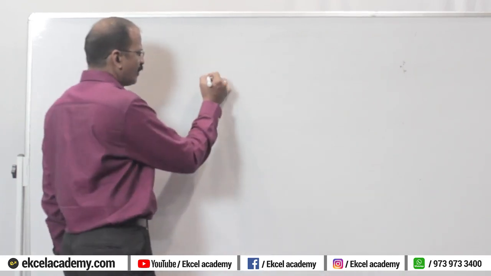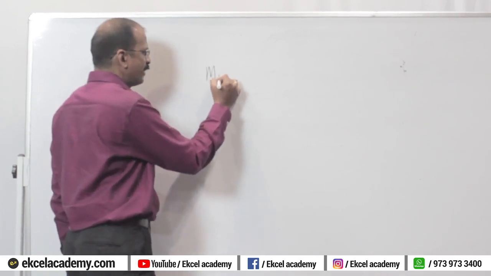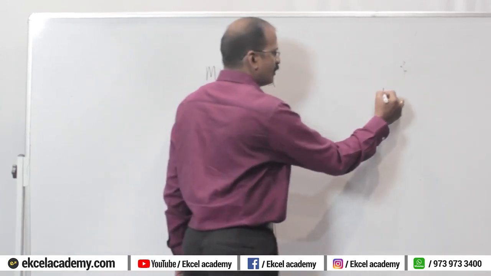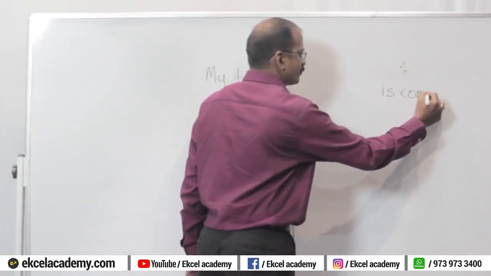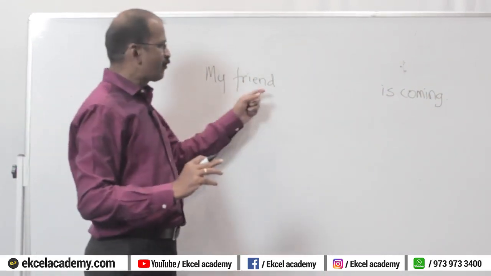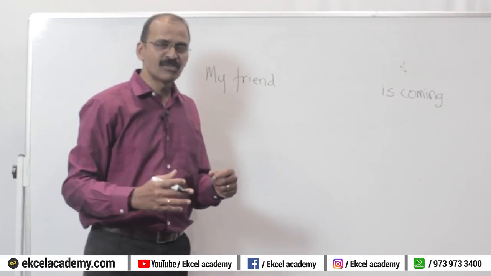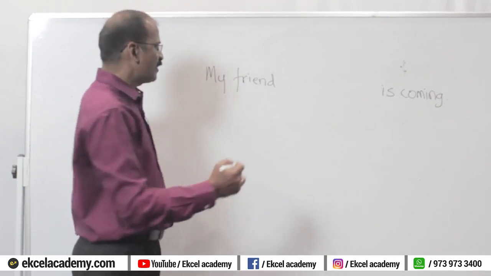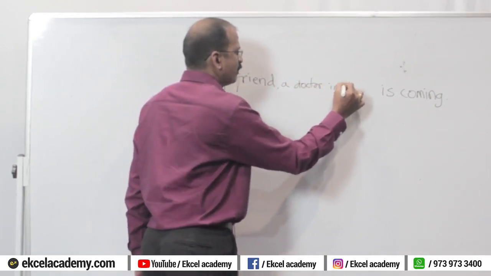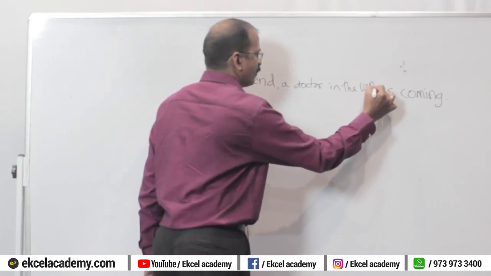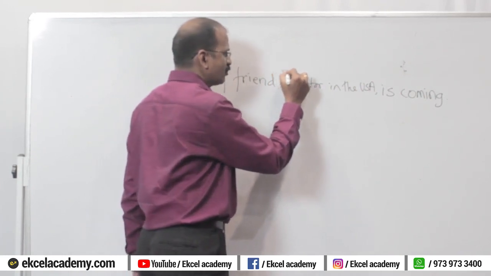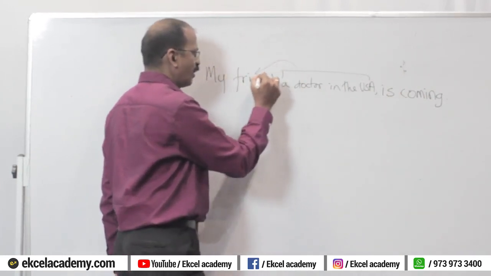For example, if I tell you my friend is coming, this sentence makes perfect sense. My friend is coming. But if somebody asks you, who is this friend? Then you have to describe. A doctor in the USA. So this group of words that acts as a clause together describes the noun, and the noun here is the friend.